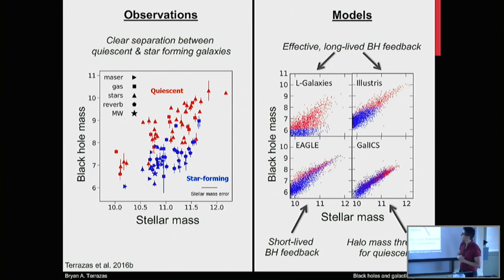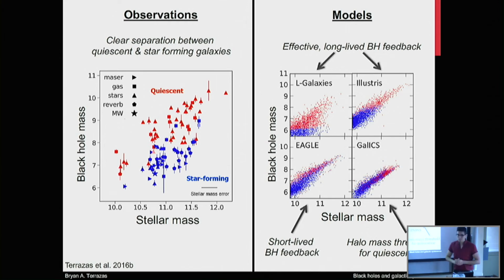So for galaxy S, this implements quiescence through a halo mass threshold. So as soon as it goes above a halo mass threshold, galaxies quench. And since the black hole doesn't have anything to do with causing quiescence, but rather just maintaining it, there's not really a correlation between black hole mass and the star-forming properties of the galaxies. And you see an overlap in red and blue points here.